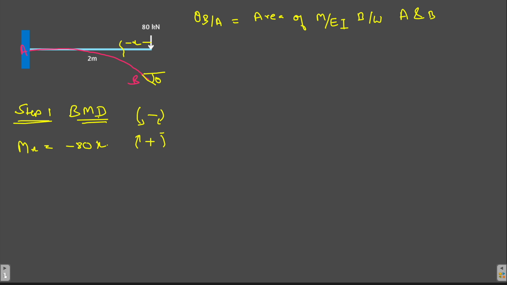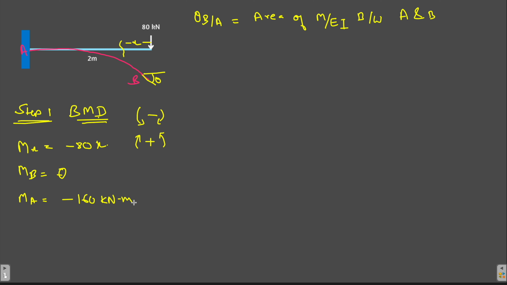You must know this beforehand. Those who don't, please go through my fundamentals of how to draw SFD and BMD. Now moment at point B will be when x is equal to 0, so it will be 0, and moment at point A will be when x is 2 meters, so it will be minus 160. The unit will be kilonewton meter.